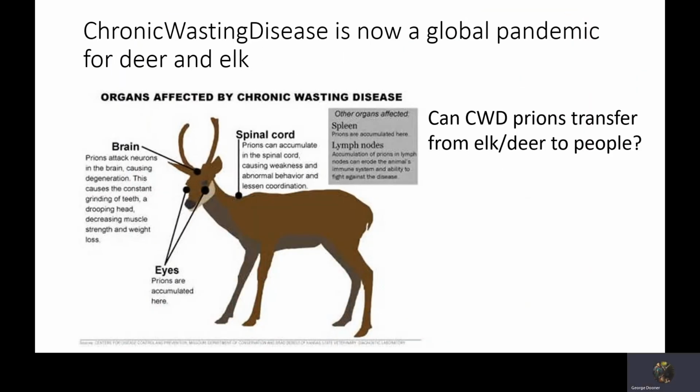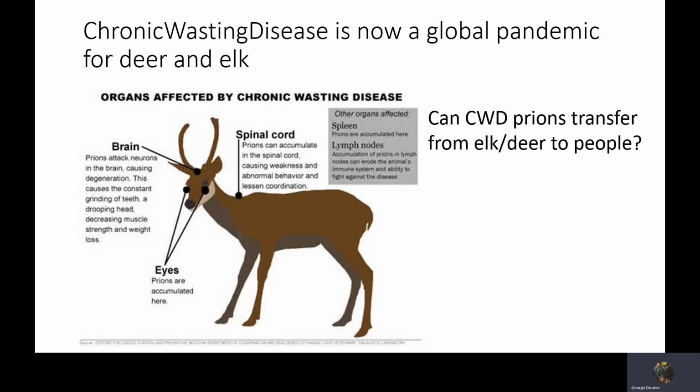Another disease is chronic wasting disease, which is now a global pandemic for deer and elk. In this diagram, you can see that the prion protein amyloid fibrils clump up and disrupt the neuron activity in the brain. They collect in the eyes as well, the spinal cord, and this can obviously disrupt proper neural transmission of signals and sensory information.